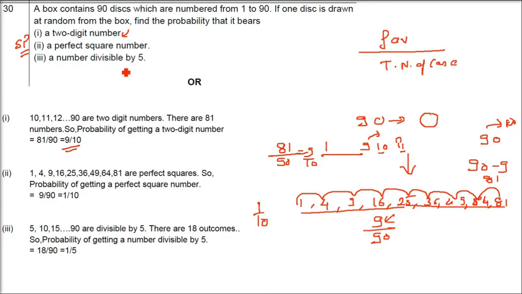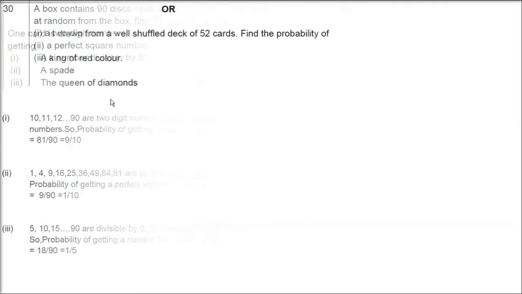The third is number divisible by 5. Now you have to take all such numbers. It will be 18 numbers. So 5, 10, 15, 20, 25, all the table of 5 you have to count. So 18 numbers are favorable cases, 90 total cases, 1 by 5 is the answer.